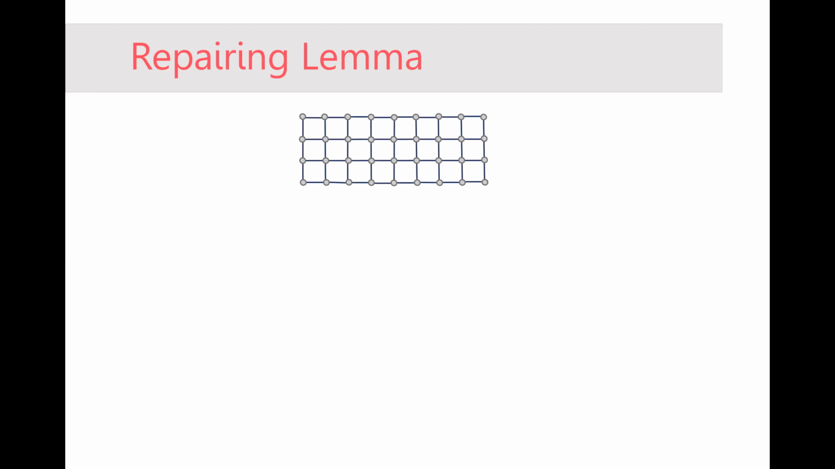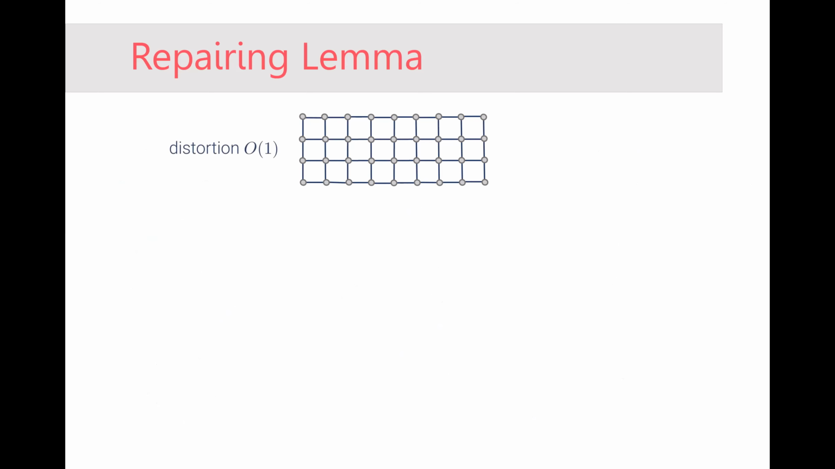We need one more ingredient for the algorithm, the so-called repairing lemma. Since we're going to get rid of these abstractions one by one, it is not clear what happens with the graph once we delete an arbitrary subspace of vertices. Maybe it became unembeddable. So here is an example of what I'm talking about.